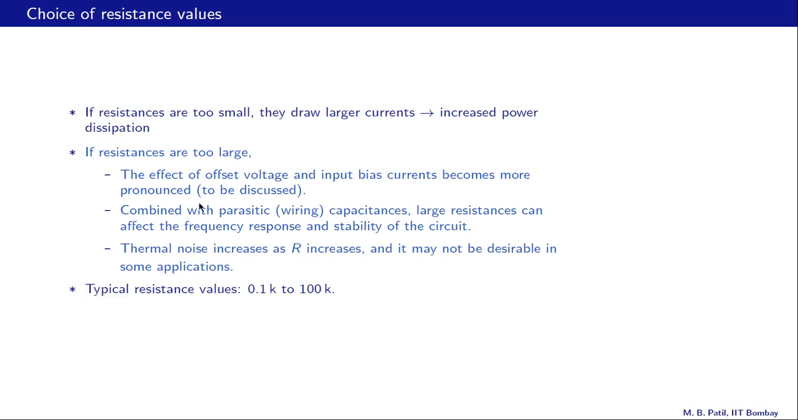So because of all of these considerations, very small resistance values and very large resistance values are avoided in practice, and the typical resistance values which we use in op-amp circuits are in the range 0.1K to 100K. So if we are designing an op-amp circuit, we should make sure in general that our resistance values fall in this range.